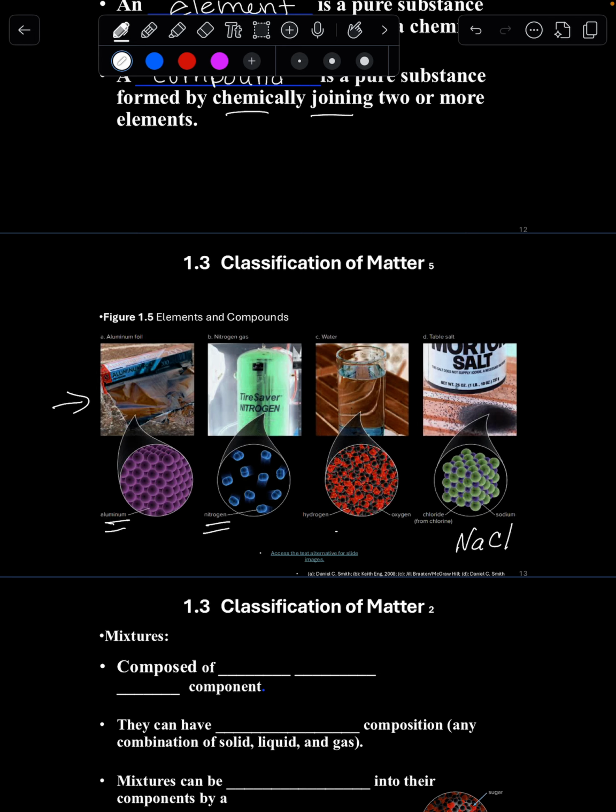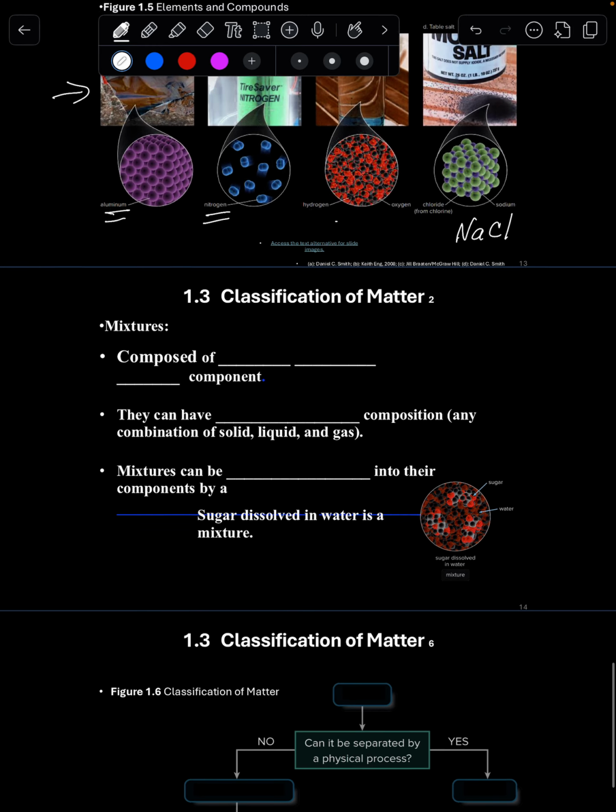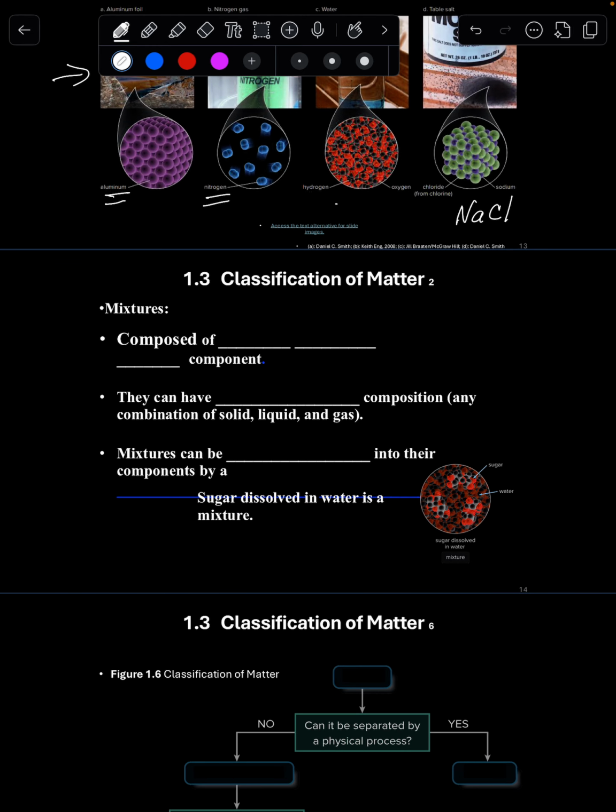All right, let's talk about the other category, which is mixtures. Mixture is the other classification of matter. A mixture is composed of more than one component. A pure substance only was composed of one component. Mixtures are more than one component. They can have varying composition. Varying composition can be any combination of solid, liquid, gas.